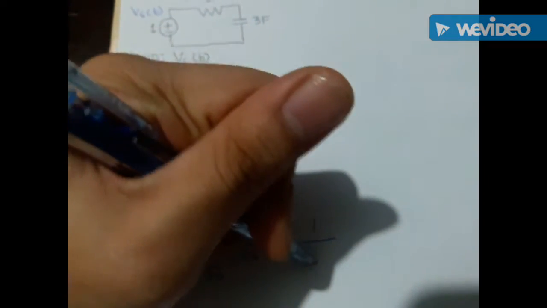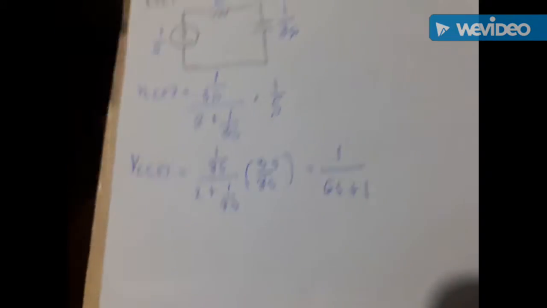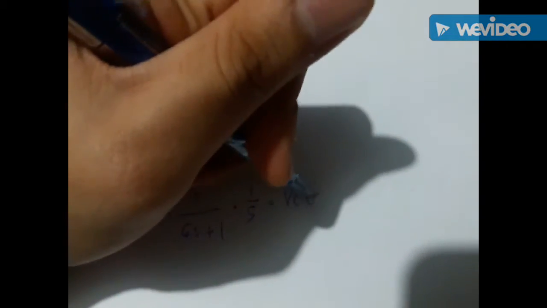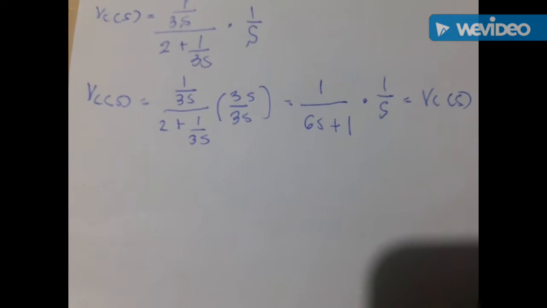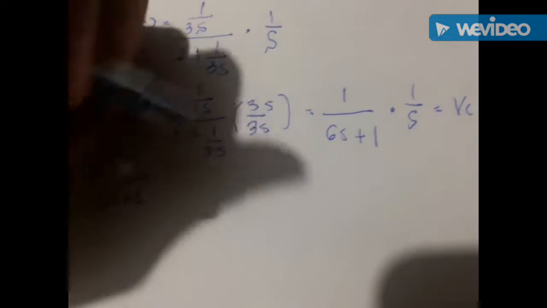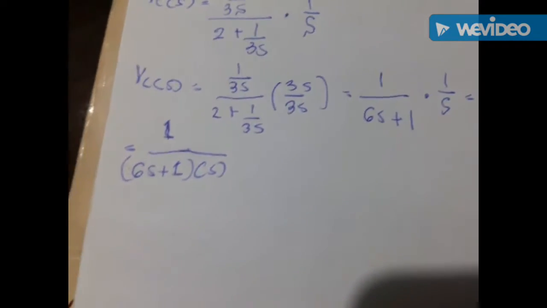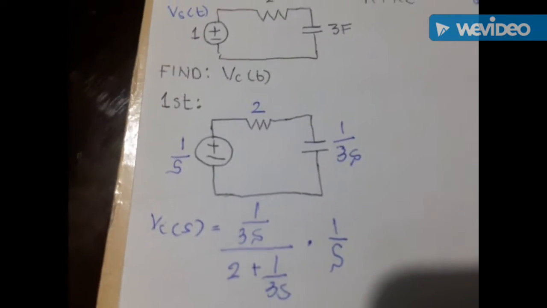Applying that, we have 1 over 6s plus 1. So 1 over 6s plus 1 times 1 over s is the voltage of the capacitor in the s domain. As we notice, we can reduce that into 6s plus 1 times s. And our primary goal here is to get the voltage of the capacitor in terms of the time domain.